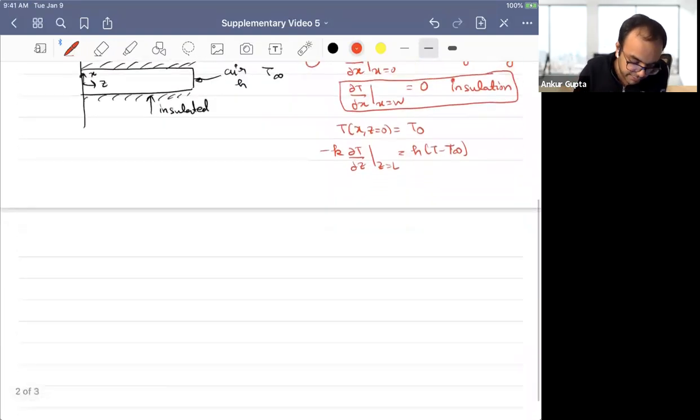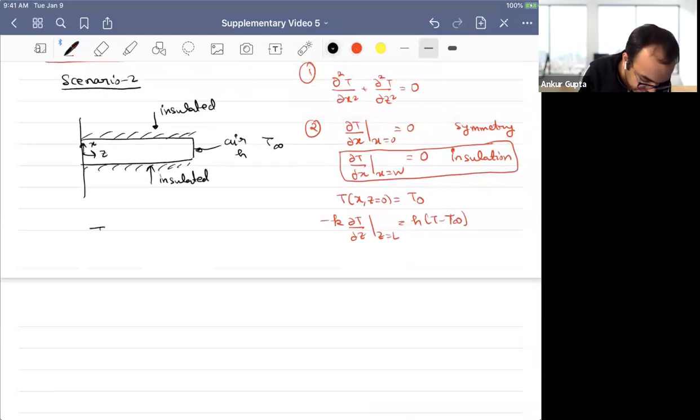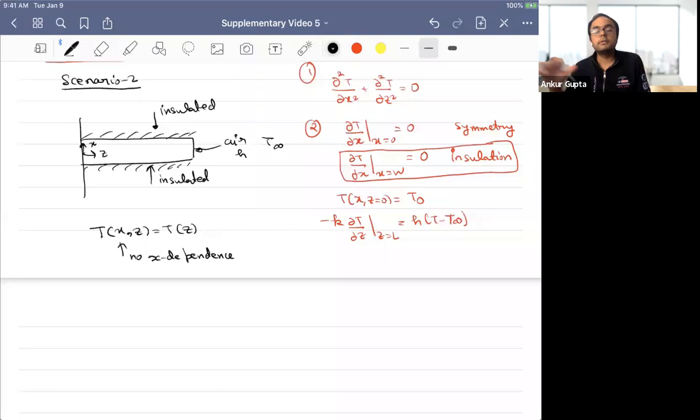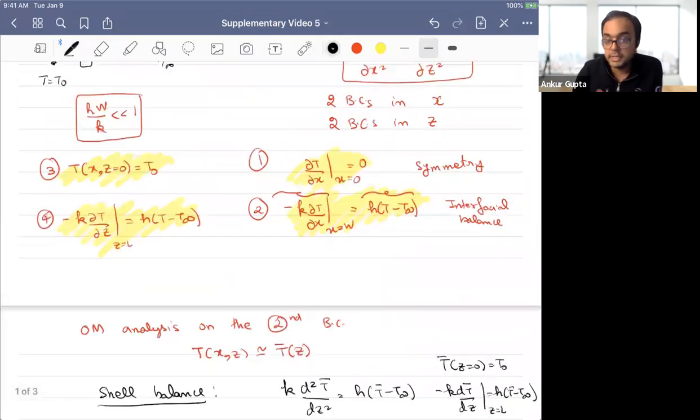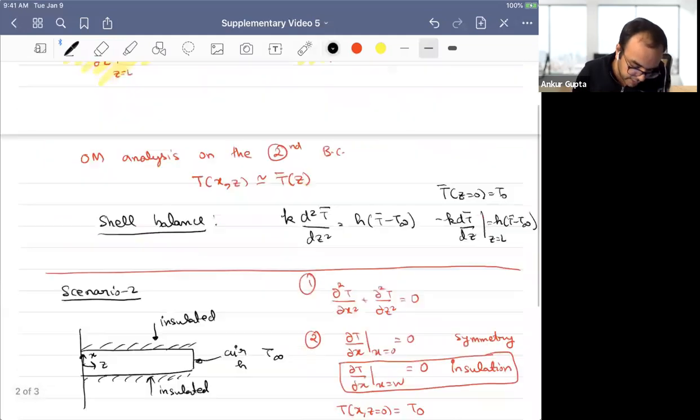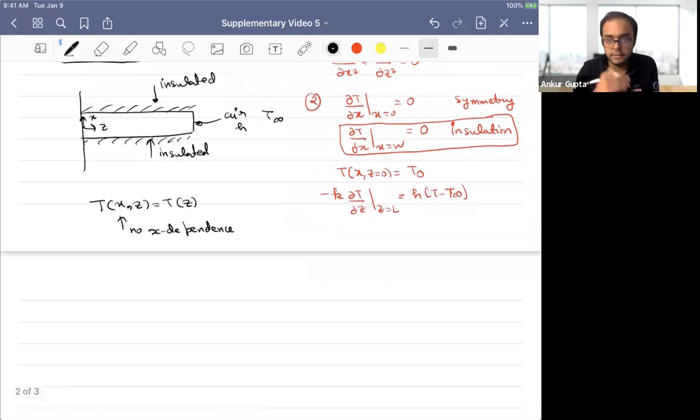It is in fact true that the temperature T of x comma z will exactly be T of z in this case, no X dependence. So this is a 2D geometry, but because there is no flux in the X direction, it becomes an exactly 1D problem. Now you might say, well, we said the earlier one was a 1D problem. This is an exactly 1D problem, and that was an approximately 1D problem. So is there any difference at all? What I want to do is show you that there is a difference between the two problems.